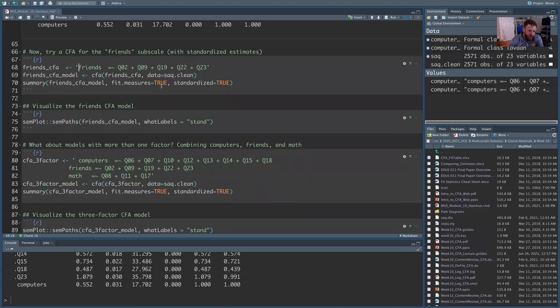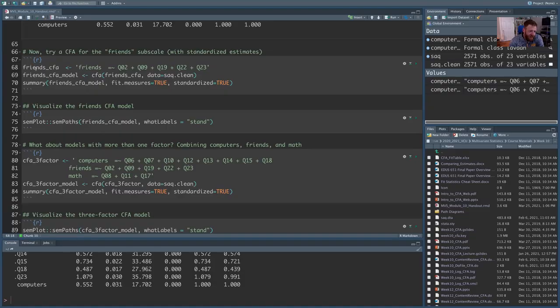So there are a series of 5 questions, including question 23, which is the one that I added to the computer subscale that didn't fit very well, that pertain to what I call friends. And it's sort of peers or friends judging you or watching you do statistics. It's kind of a peer effect on this anxiety question. So those 5 items, 2, 9, 19, 22, and 23 pertain to this friends piece.